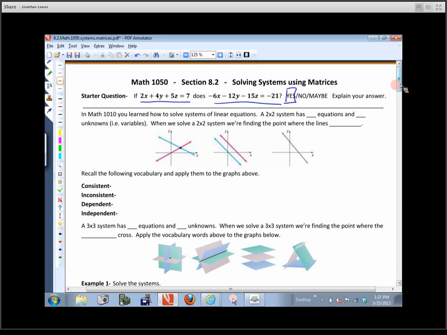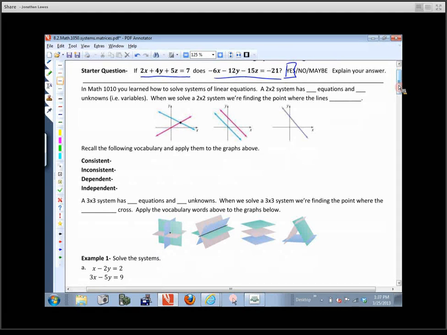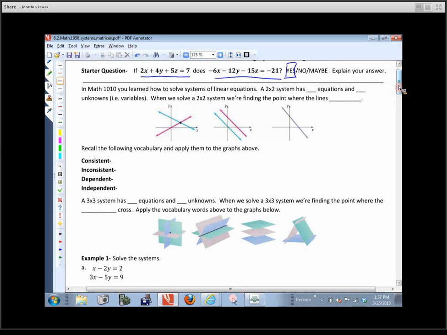Okay, so let's review a couple of those ideas, just make sure everybody's on the same page, reviewing 8.1 and some of those ideas that you talked about in 1010. In 1010, you learned how to solve a 2x2 system. What is a 2x2 system? I've got some blanks here. A 2x2 system has blank equations and blank unknowns. Or in other words, if we say unknowns, we also mean variables. What does it have if we've got a 2x2 system? Two equations and two unknowns. That's why we call it a 2x2. So it's got two equations and two unknowns.